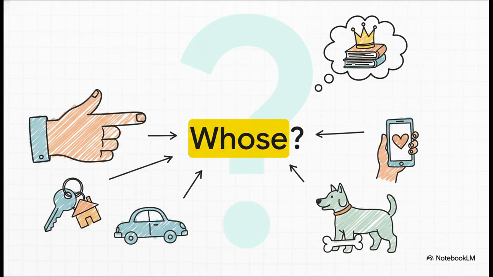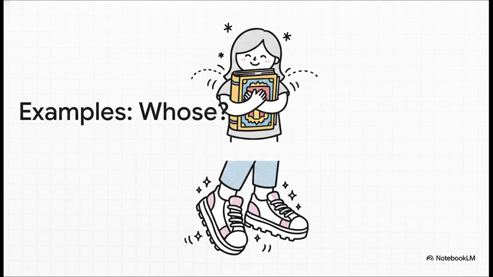And for our last question, adjectives can show who owns something. They answer the question, whose? Words like my, your, his, and her are actually a special type of adjective called possessive adjectives. They tell us who something belongs to. So, whose book is it? It's my book. Whose new shoes are they? They are her new shoes.